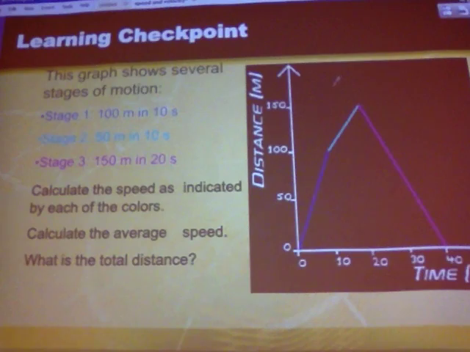So what I'd like for you to do is, this graph here shows three different sections of a distance and time graph. You have stage 1. The object is moving 100 meters in 10 seconds. Stage 2, it's moving 50 meters in 10 seconds. And then stage 3, it's moving 150 meters in 20 seconds. I'd like for you to pause this video and calculate the speed at each section. So for stage 1, 2, and 3, the average speed overall, and the total distance that the object moved.